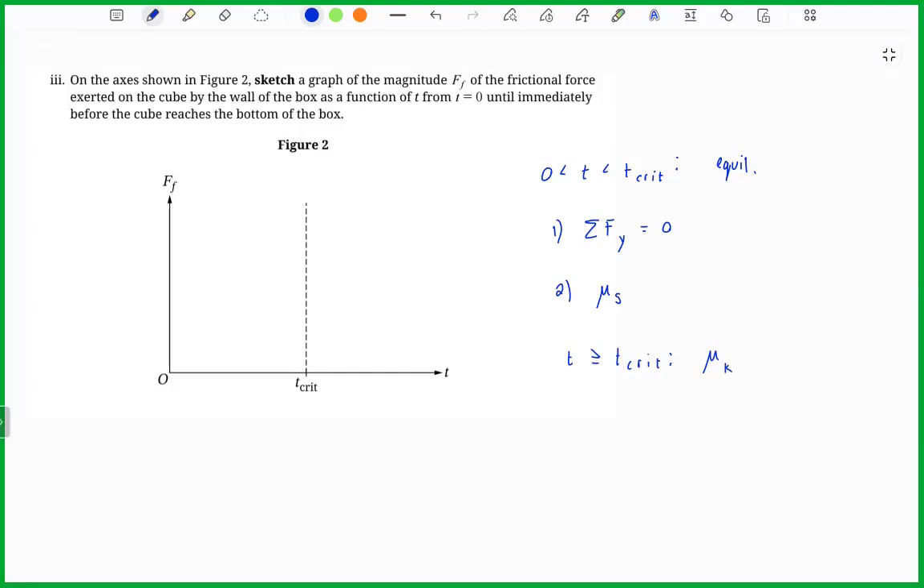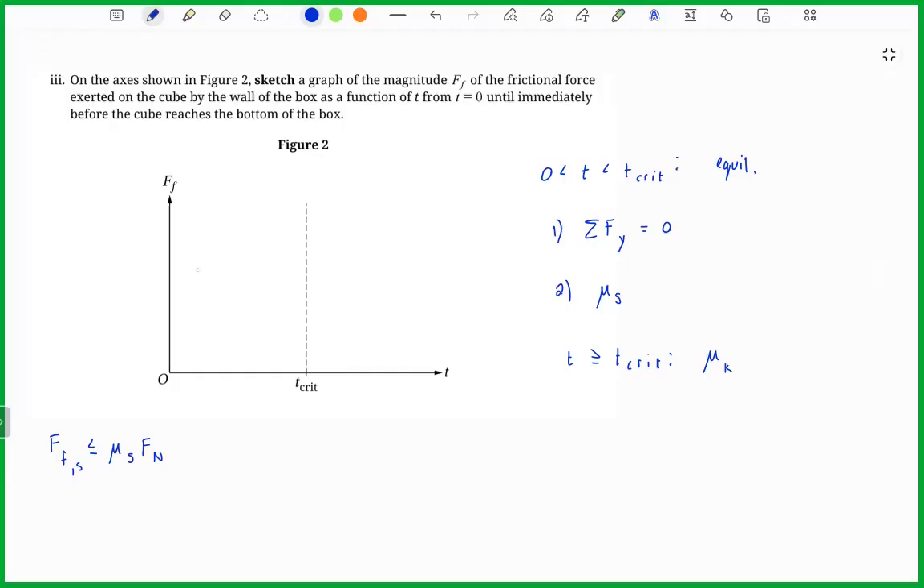And so a trap one can easily fall into by considering t less than t critical is to start writing down Fn and attempting to use mu s Fn. But remember that the force of static friction is less than or equal to mu s Fn. And so the more important principle here is that we're actually unmoving.